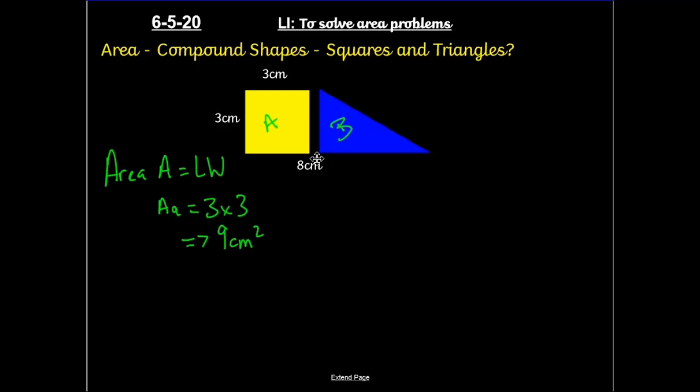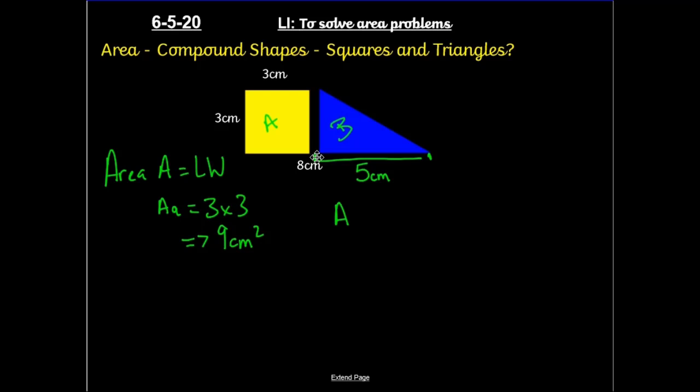And for B, well, I've now got to work out what this is here, this distance. Well, let's have a little think about that one. If we know that it's 8 centimetres all the way across and the square here is 3, it must be 8 minus 3, which must mean that this is 5 centimetres. The height is obviously 3 centimetres because it would be the same height as the side of the square.